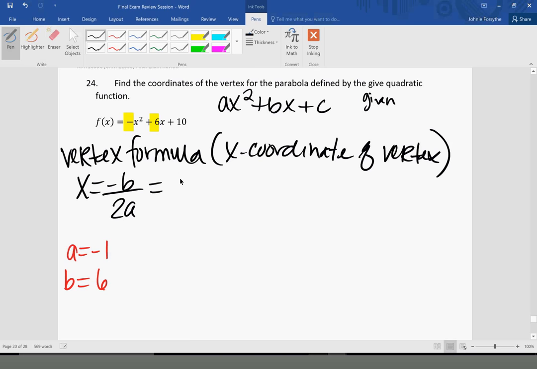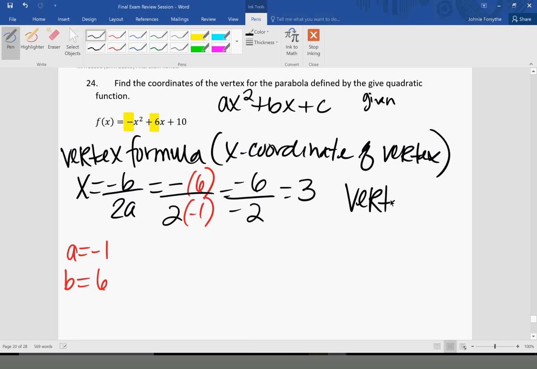Let's plug those values in. So we have negative b, which is 6, divided by 2 times a, which is negative 1. So negative times 6 is negative 6, divided by 2 times negative 1 is negative 2, and negative 6 divided by negative 2 is positive 3. So the vertex is a point, and it's going to be 3, comma, some number we don't know. To get that some number we don't know, that's going to be f of 3. That's what goes there.